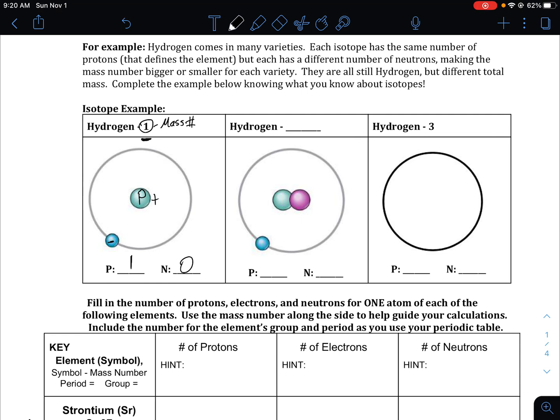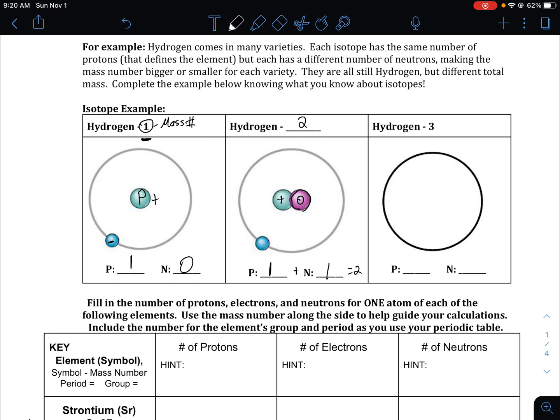So this is hydrogen blank. We need to figure it out. I have one proton, and then this purple ball over here is a neutron. So I have one proton because it's hydrogen, has to have one proton. And this other particle right here, this one's in the nucleus, so we know that it has to be a neutron. So I have one neutron. If I have one proton and one neutron, that's going to give me 2. And that is our mass number for this one.